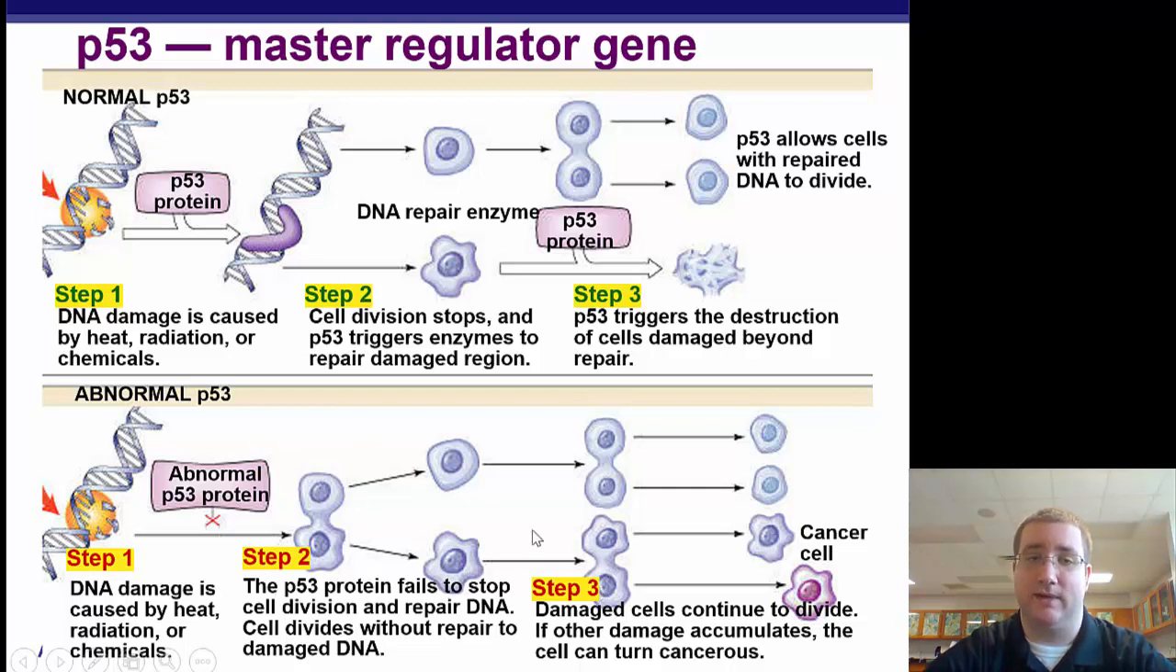And while most cells might die in this process because there's something wrong with their DNA, some of these cells will just keep on dividing and eventually end up as that cancer cell, because that P53 protein is no longer there to try to fix the damage, and no longer there to stop the cell from dividing. It's just going to divide and eventually become a cancer.